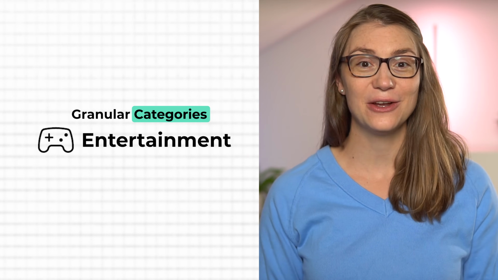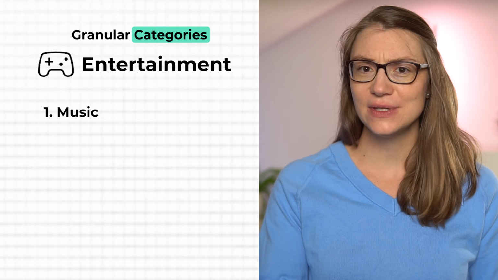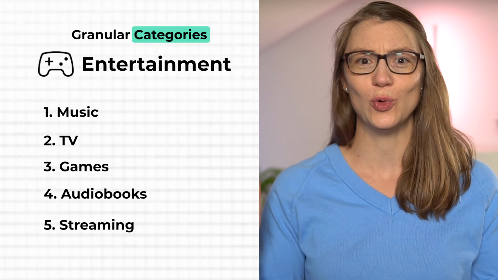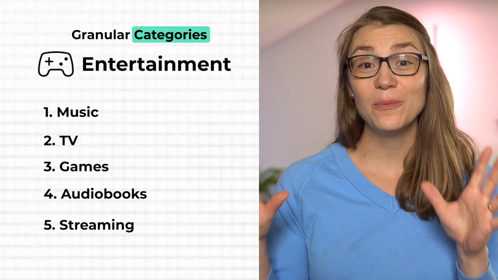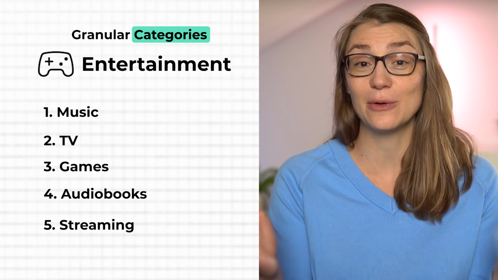Of course, the more granular you make your categories, the more you will end up having. For example, you could just use entertainment as one category, or alternatively, you might want to split this into music, TV, games, audiobooks, and streaming, or whatever. So instead of one broad category, you might have 5 more narrow categories, and it's totally up to you.